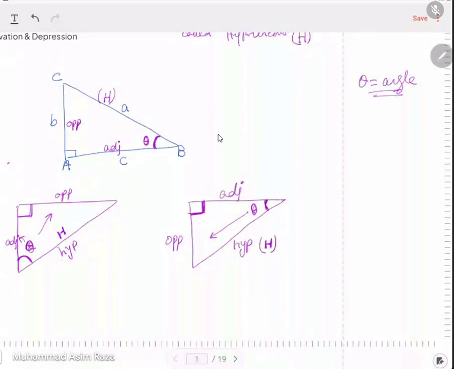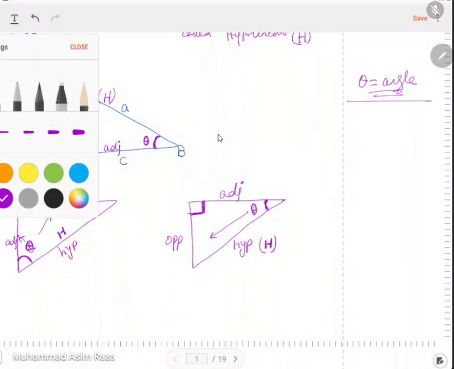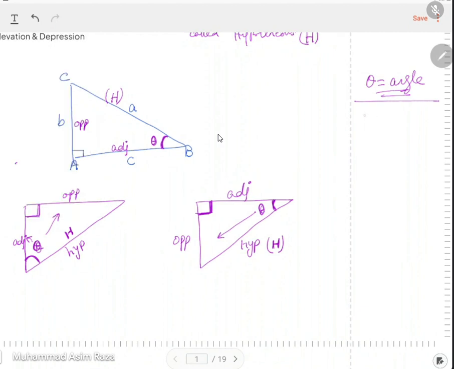So you can say that a right angle triangle has three sides. One is hypotenuse, which is in front of the 90 degrees angle. Another side is the adjacent side, which is touching the hypotenuse and theta as well. And the third side is the opposite side, and it does not touch the angle. It does not touch theta, and that side is called the opposite side.